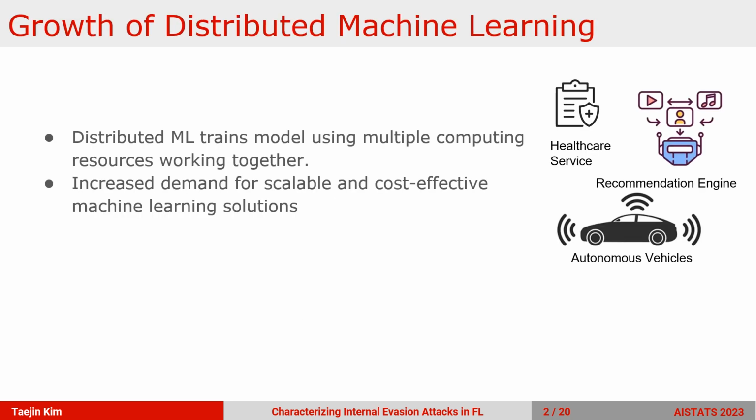First, we look at the recent growth of distributed machine learning. Distributed machine learning trains a model using multiple computing resources working together. And this has become popular as of late as there has been an increased demand for scalable and cost-effective machine learning solutions. Some examples of tasks that benefit from distributed machine learning include healthcare services, recommendation engines, as well as autonomous vehicles.